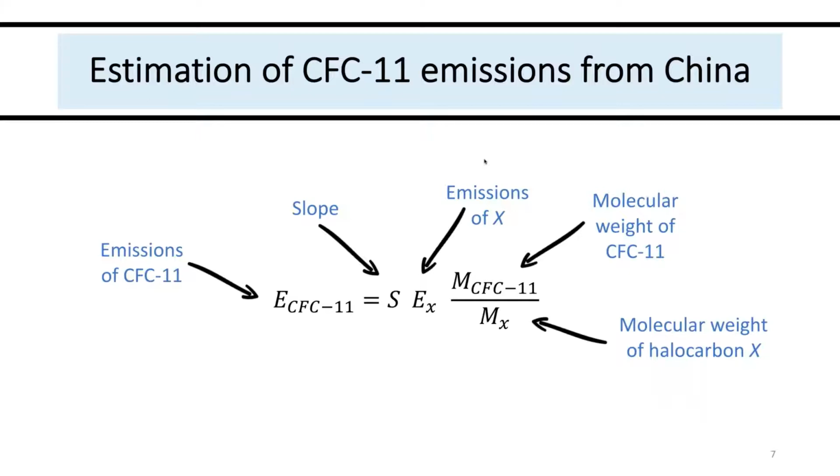We then estimated the size of the CFC11 emissions using this equation. So we took the slope of the trend line of CFC11 mixing ratios plotted against the mixing ratios of halocarbon X, halocarbon X being a compound that had a good correlation with CFC11 in the Taiwan samples. We then multiplied this by the emissions of halocarbon X, which we got from the literature, and then times this by the molecular weight of CFC11 divided by the molecular weight of halocarbon X.